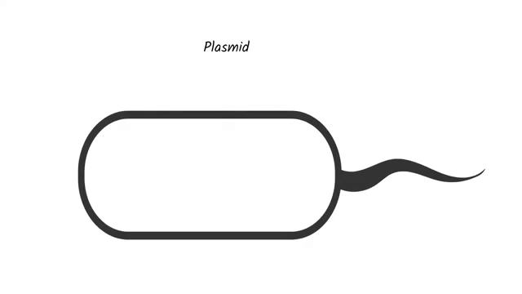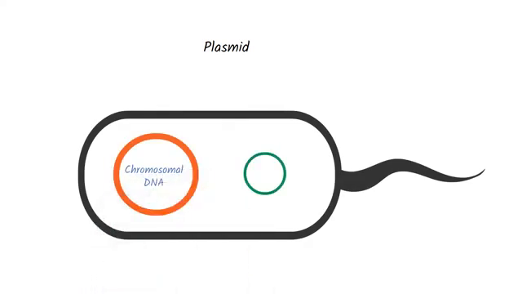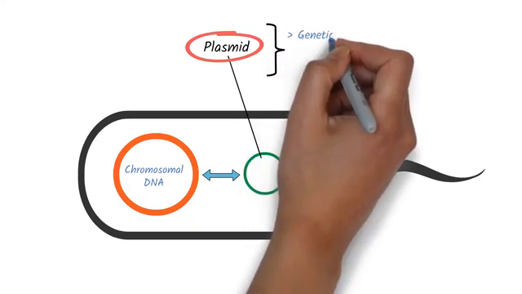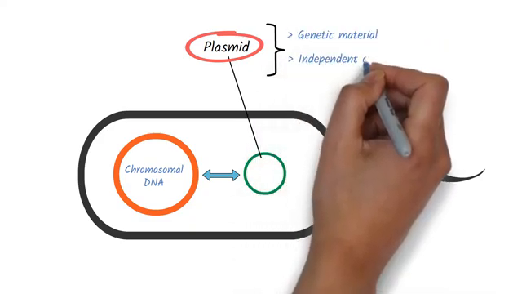In a bacterial cell, apart from the chromosomal DNA, there is an extra chromosomal material. This extra chromosomal material is called plasmid. Plasmids are physically separate from the bacterial chromosome. In other words, plasmids are the genetic material that are independent of the bacterial chromosome.